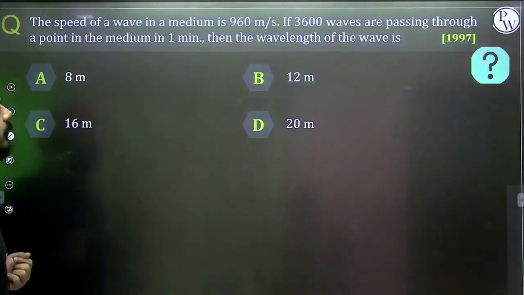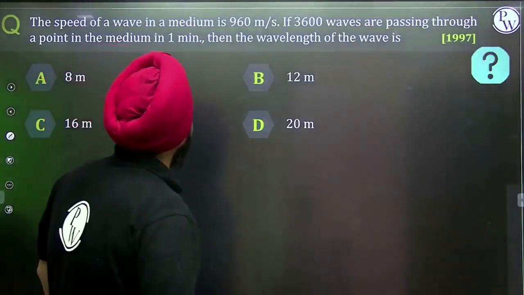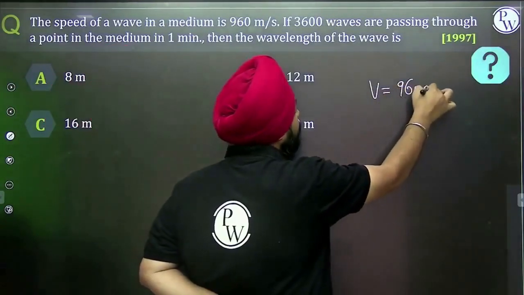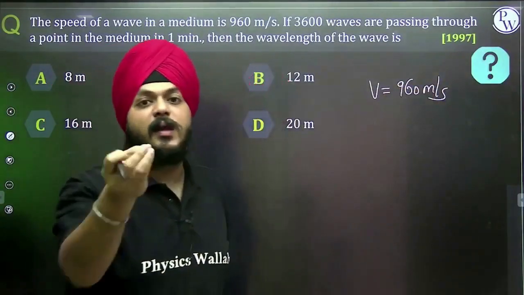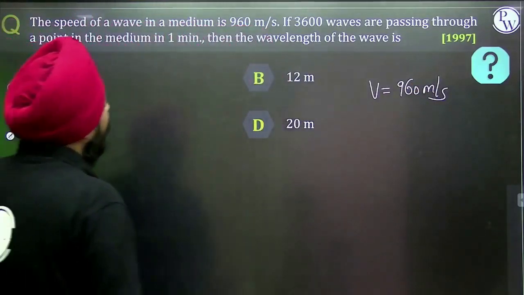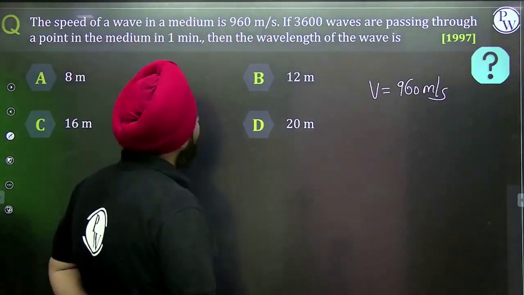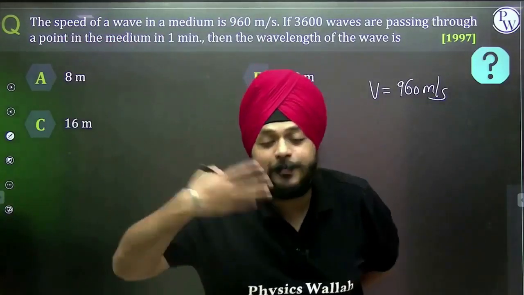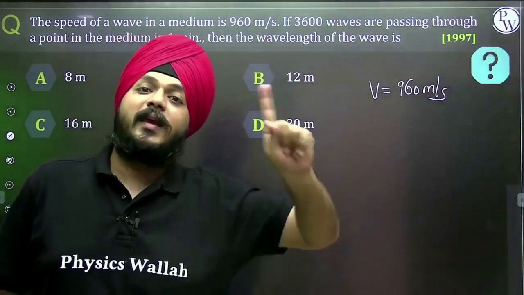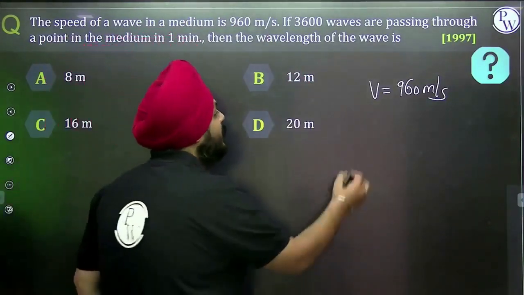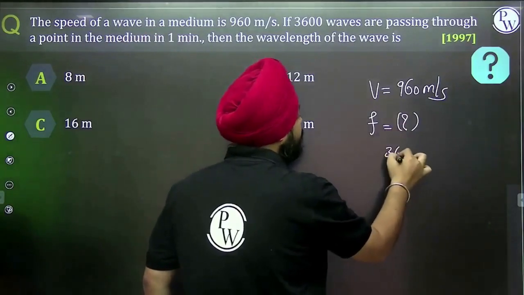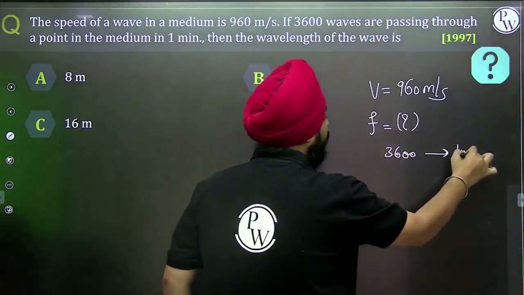The speed of the wave in the medium is 960 meter per second. See, in a specific medium, the speed of the wave is 960 meter per second. 3600 waves are passing in 1 minute. What is its frequency? 3600 cycles are crossing in 1 minute. Then what is its frequency? Right? Very simple. Frequency would be 3600 in 1 minute.